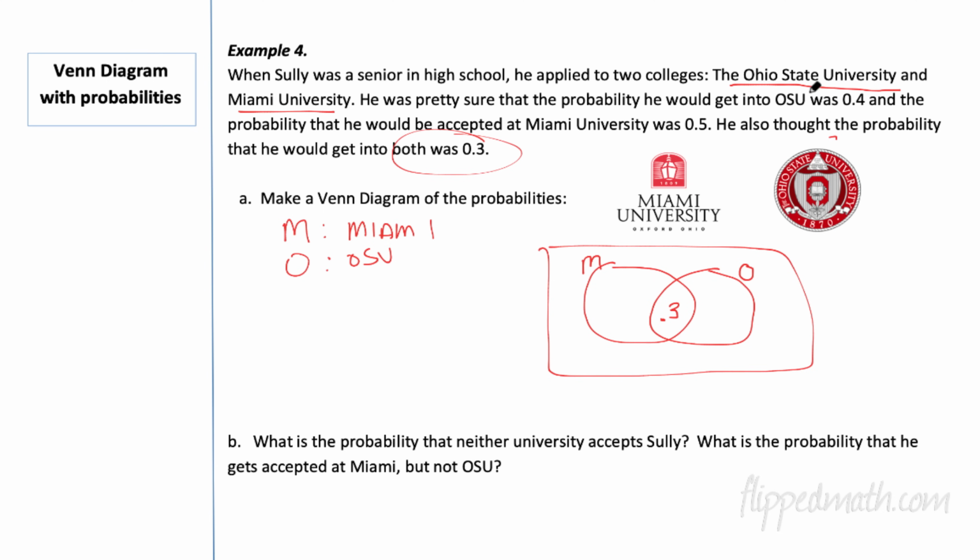Now the probability of getting into OSU is 0.4, so this whole thing has to be 0.4. That means that this part is 0.1. And for Miami, it's 0.5, so this part here must be 0.2. Now when I add all these together, I get 1 plus 3 is 4, and 2. This gives me 6/10. That must mean that 4/10 is out here. Easy enough. That's our Venn diagram.